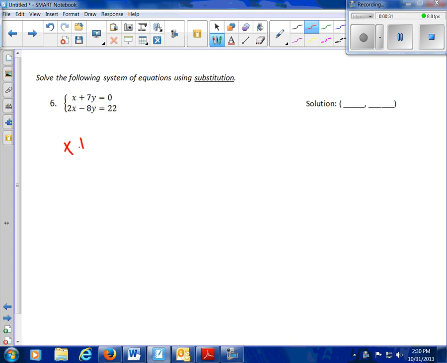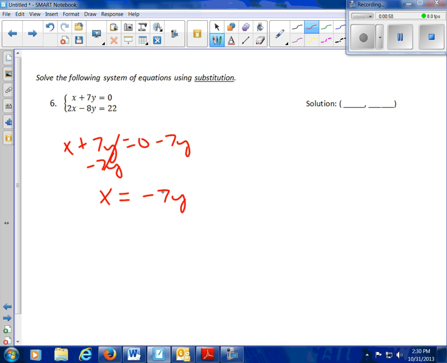How am I going to get x by itself when I have x plus 7y equals 0? Well, it's easy. I'm going to subtract 7y from each side. So I know that x equals negative 7y. I don't need to put the 0 down there because I know anything being added to 0 or subtracted from 0 is not going to change it. So I know that x is the same thing as negative 7y.